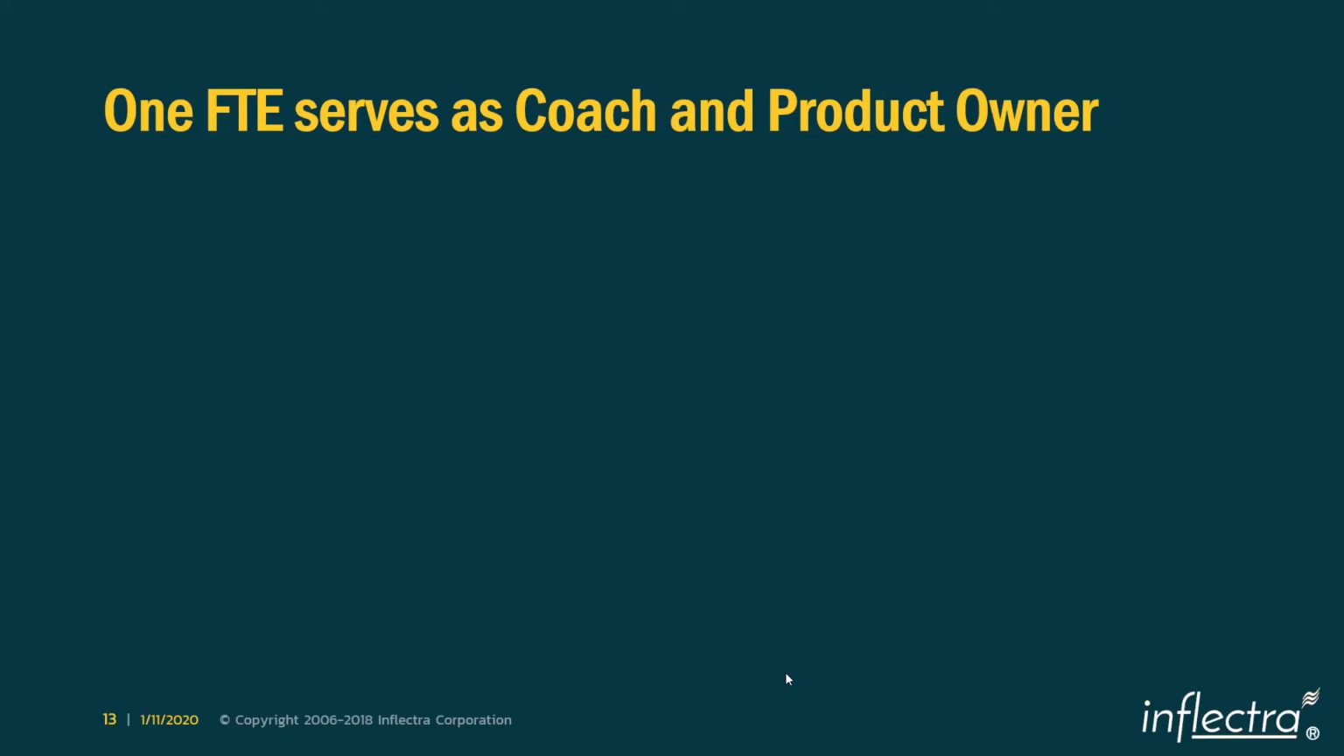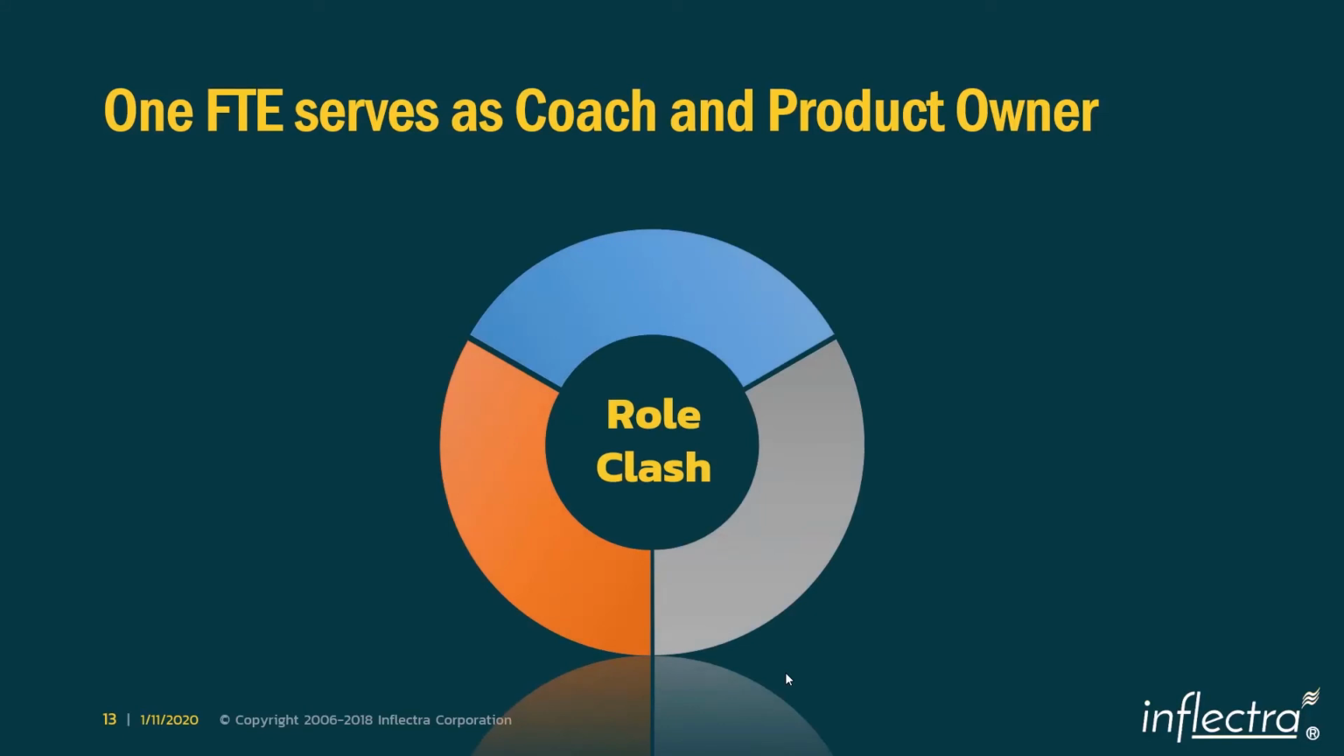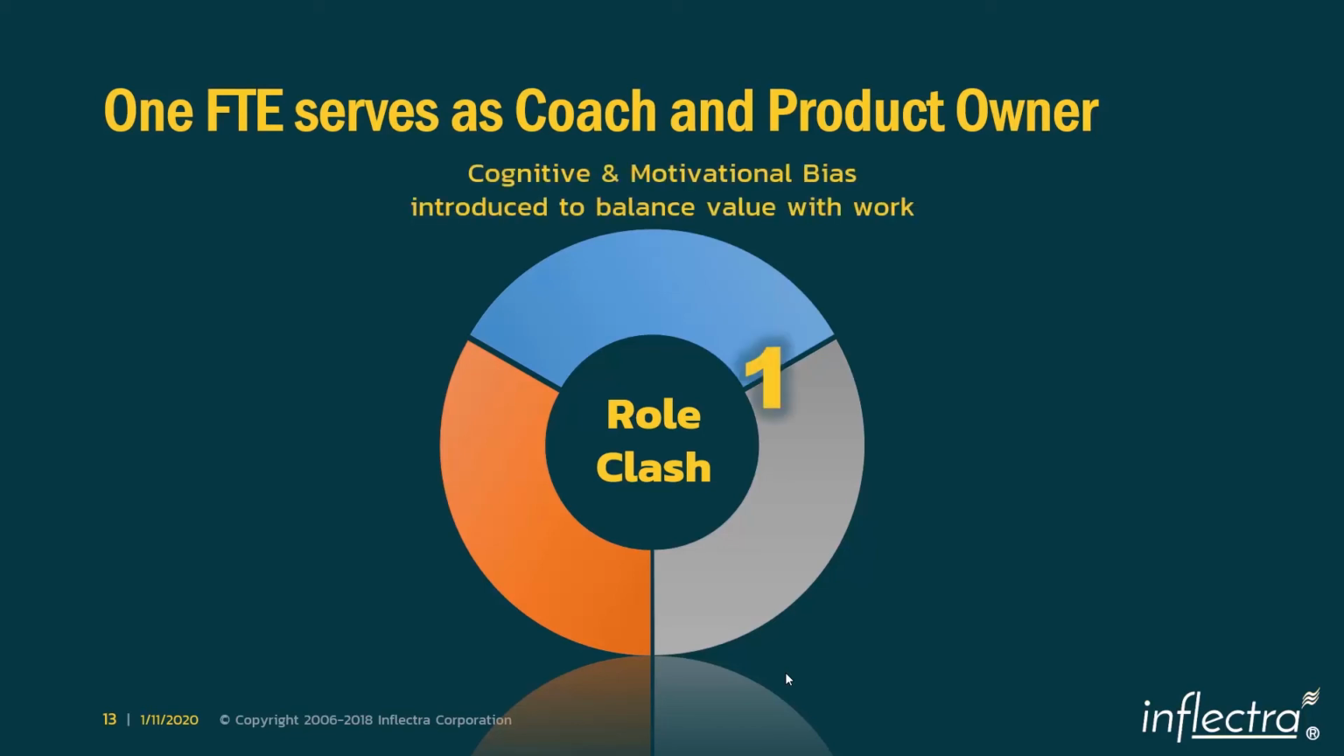And one person, or one full-time equivalent (FTE), serves as both coach and product owner. Now, this is another major problem. This creates a role clash. The Agile coach, or Scrum Master as Scrum calls it, and the product owner serve two different purposes. They are not one individual's roles and responsibilities. If you mix both of these roles in one individual, that individual does not have the time to balance all the work they have to do. As a result, they introduce either cognitive or motivational bias.